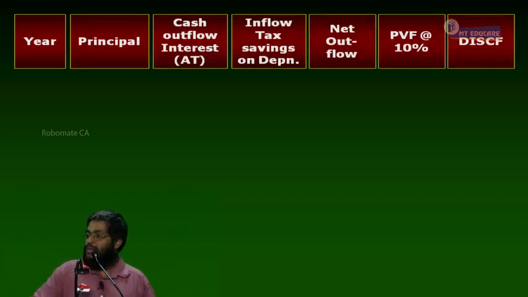Year, and adding all the cash flows. First cash flow is what? Principal. Second cash flow, interest after tax. These two are obviously outflows. Third cash flow is what? Depreciation, tax savings. Then net outflow. My cost of capital is 10%, so PV factor at 10%, and then discounted cash flow. Shall we proceed or not?